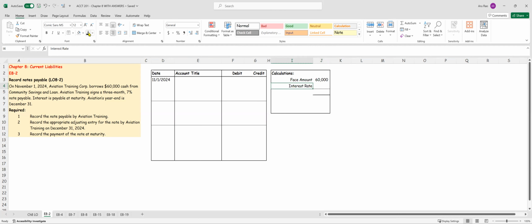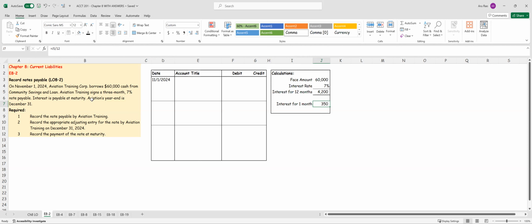The interest rate is 7%. So my interest that I would have to pay for 12 months is $4,200. $60,000, 7% per annum. Interest rate is always per annum unless mentioned otherwise. Interest is $4,200. Now, what I do immediately is calculate interest per month for 1 month. So this $4,200 divided by 12 tells me it's $350 per month.